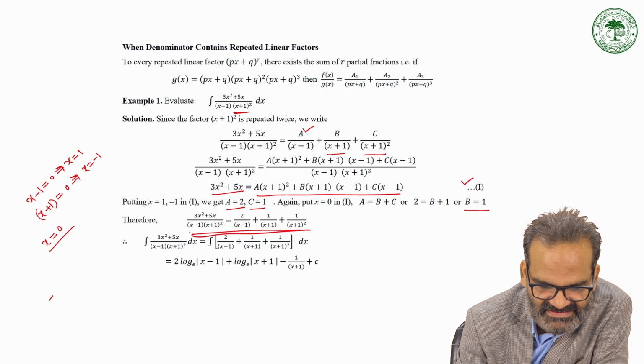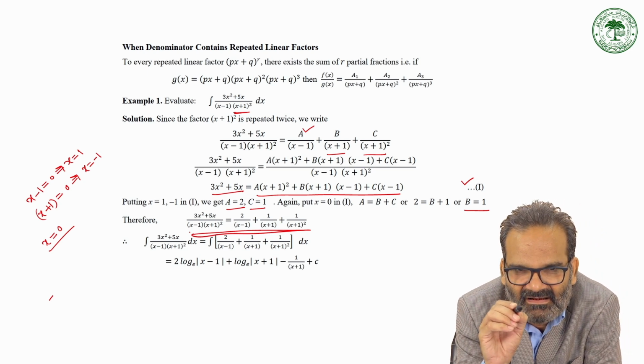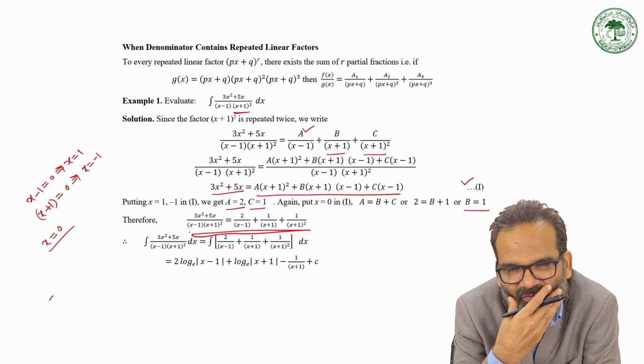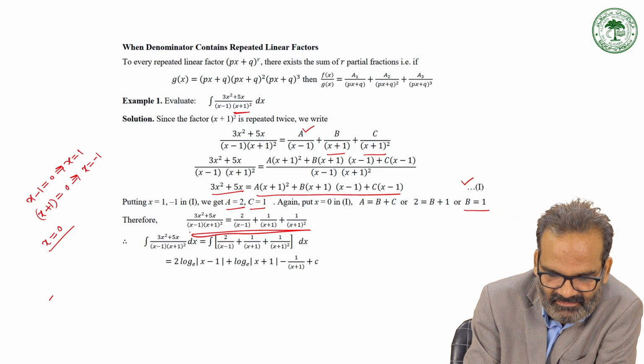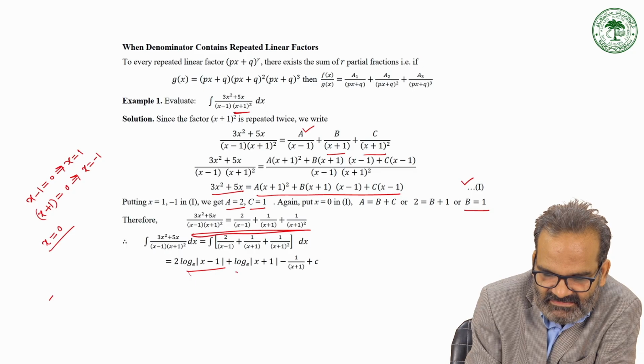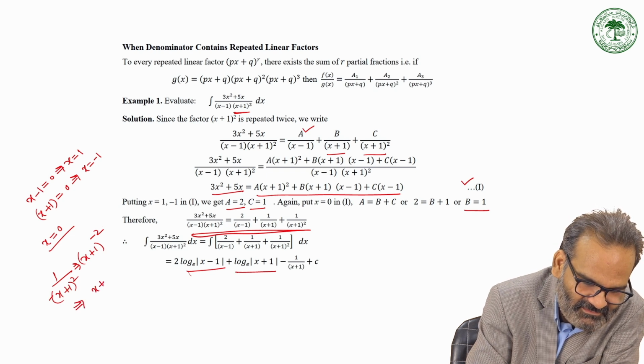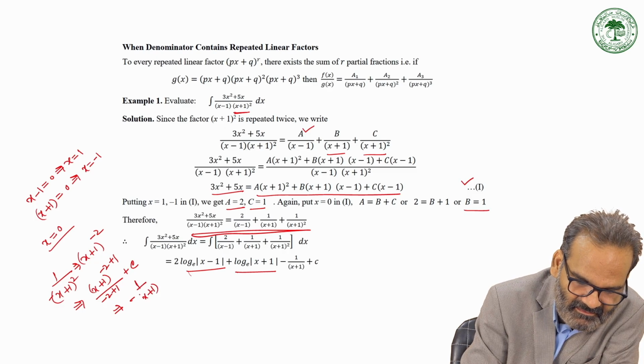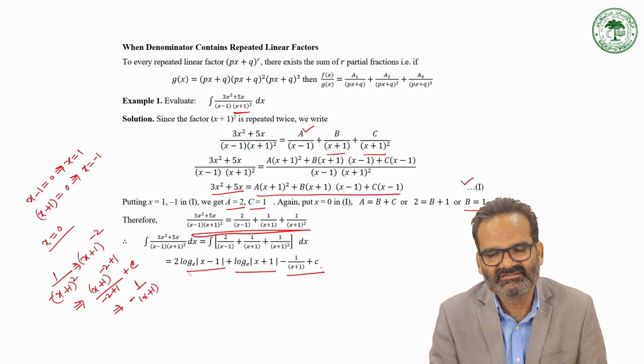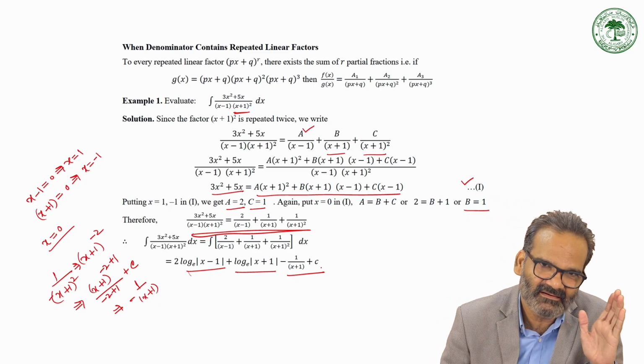Now integrate it. The integral of the left hand side will be equal to the integral of 2 upon x − 1 plus 1 upon x + 1 plus 1 upon (x + 1)². And you know, the integral of 1 upon x − 1 is log|x − 1|. The integral of 1 upon x + 1 is log|x + 1|. And the integral of 1 upon (x + 1)² will be what? This can be written as (x + 1)^(−2), so this will be (x + 1)^(−2+1) upon (−2 + 1) plus a constant. So what you will get is −1 upon x + 1, plus c. Right? So there is a very little difference between method 1 and method 2.